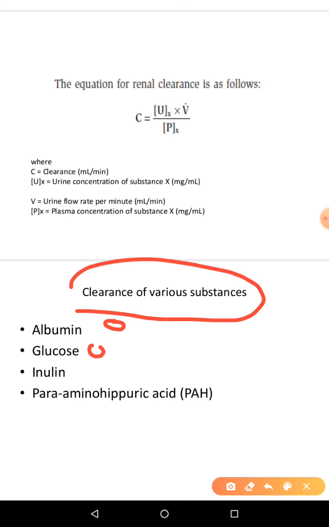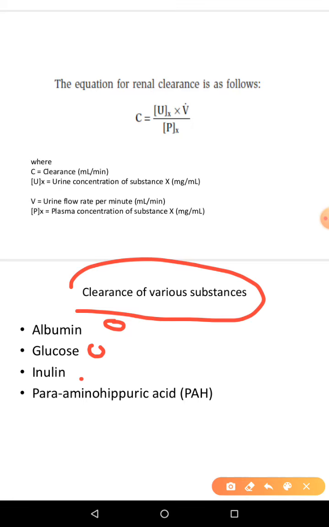But there are other substances like sodium, urea, phosphate, and chlorides. These have clearances that are higher than 0 because they are filtered and partially reabsorbed. But for glucose, it's 100% reabsorbed. That's why the clearance is 0. And then we have inulin.